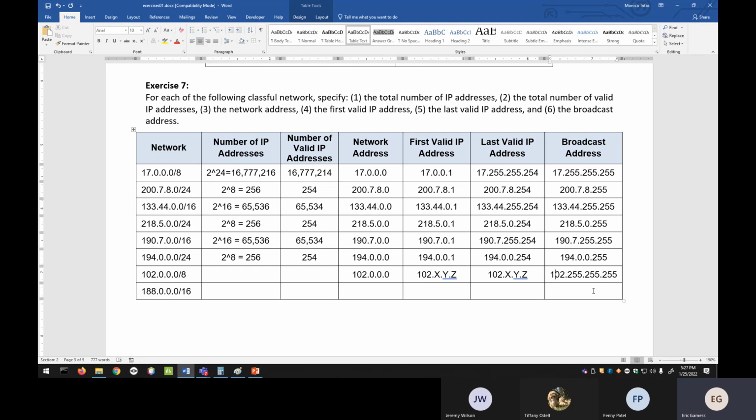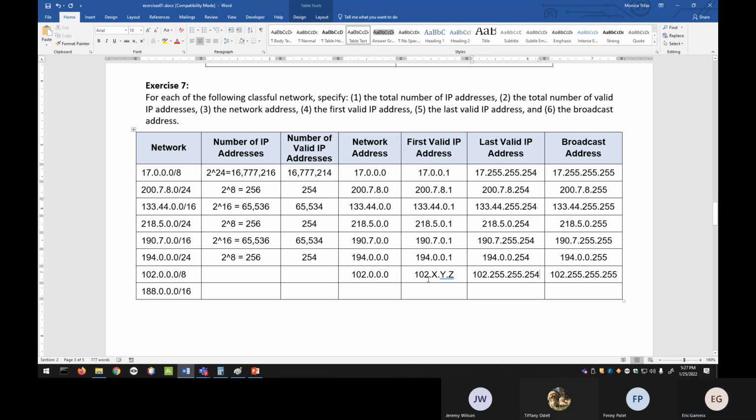Now, 1 IP address before the broadcast address will be what? 255, 255, 254. Here, 1 IP address after 102.0.0.0 will be what? 102.0.0.1. Okay?